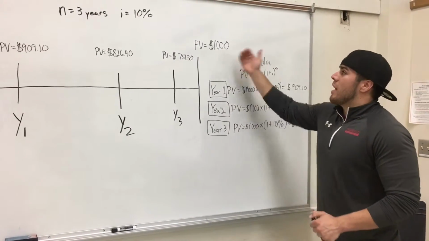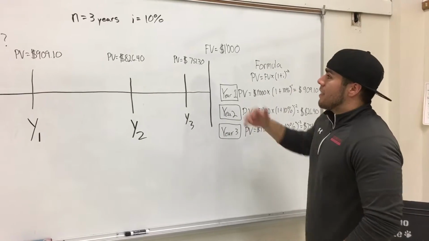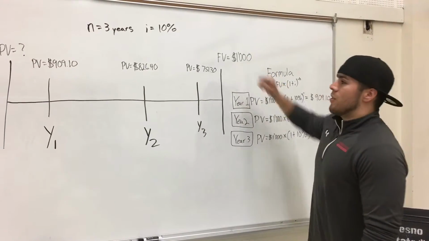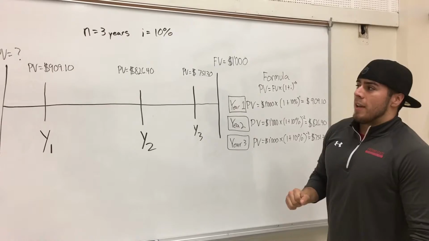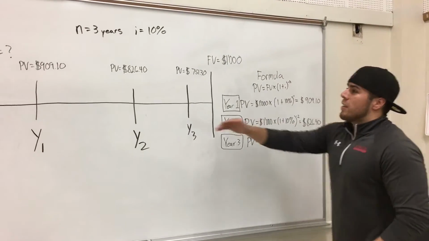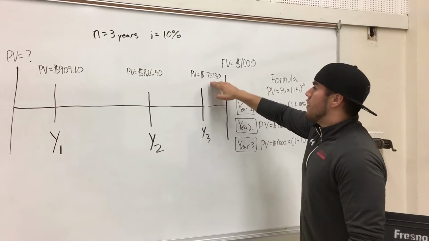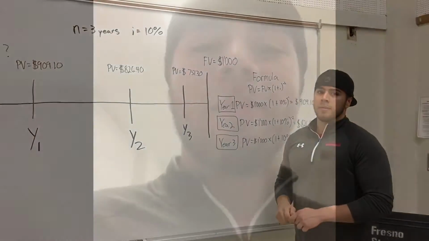So do we want to keep it, or what are we going to do with it? We would want to take those $1,000 right now instead of waiting 3 years, because we can take these $1,000 and invest that into a bank and gain interest instead of waiting 3 years and having it diminish to $751.30.